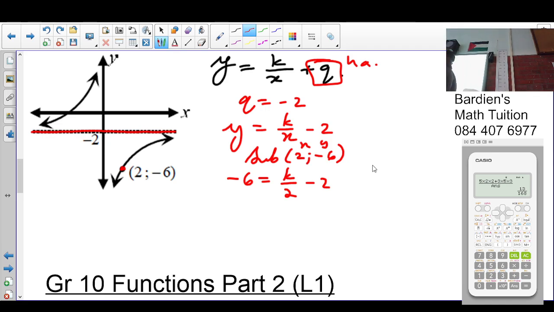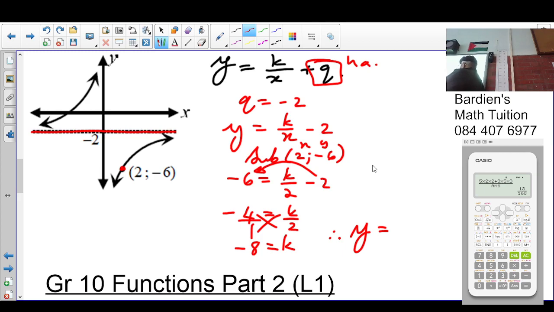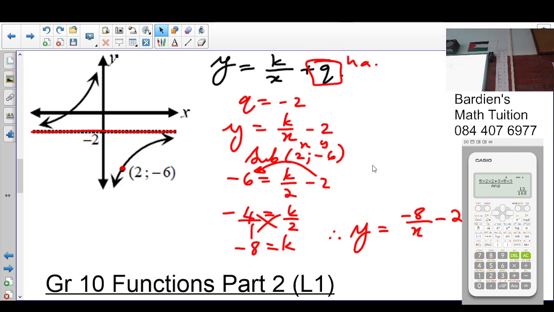So what do we do? Take negative 2 over. So negative 6 plus 2, negative 4 equals k over 2. Now what do we do? First multiply. So negative 4 times 2 is negative 8, which is equal to k. Therefore, what's my equation? y is equal to negative 8 over x. Is there any confusion there?